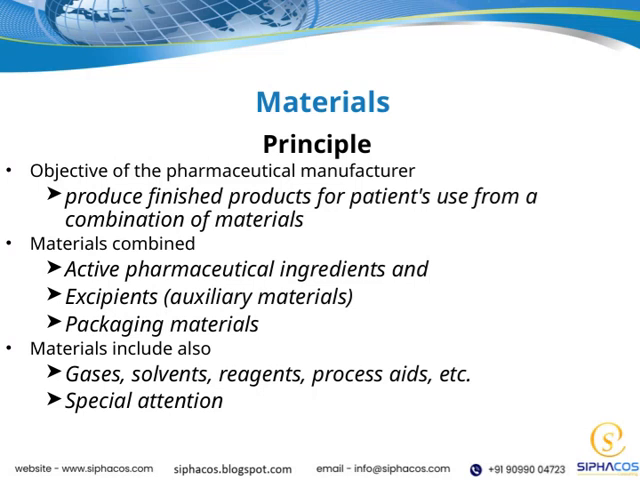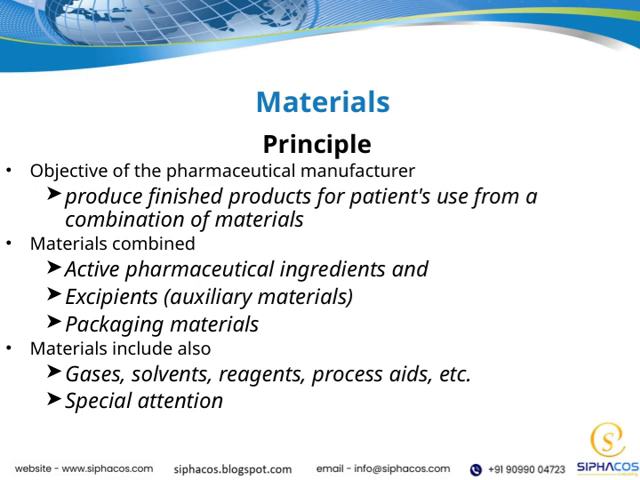On this slide, we're looking at the core principle that guides pharmaceutical manufacturing. The main objective here is to produce finished products that are safe and effective for patient use. To do this, we start with a combination of different materials. These include the active pharmaceutical ingredients, which are the key components that provide the therapeutic effect, and excipients, which are auxiliary materials that help in formulating and stabilizing the product. We also incorporate packaging materials, essential for protecting and preserving the medication until it reaches the patient.